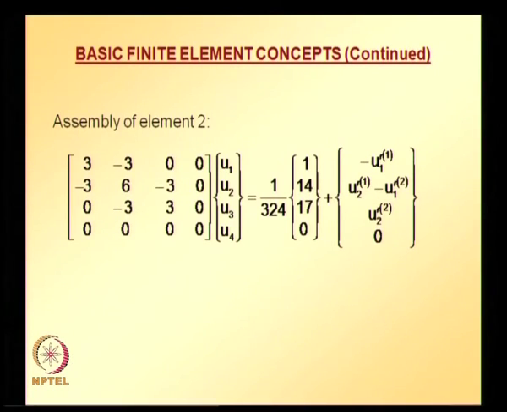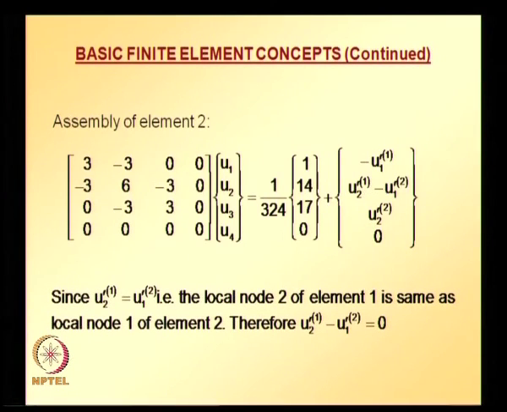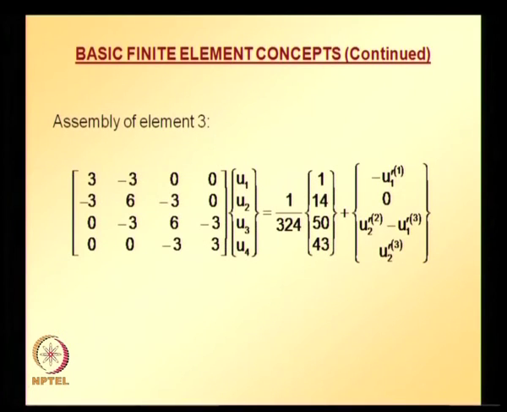Actually please note that second node of element 1 is same as first node of element 2. So those two quantities are same. Local node 2 of element 1 is same as local node 1 of element 2, so that quantity is going to be 0. So now let us look at the contribution of element 3. Similarly you note that local node 2 of element 2 is same as local node 1 of element 3.